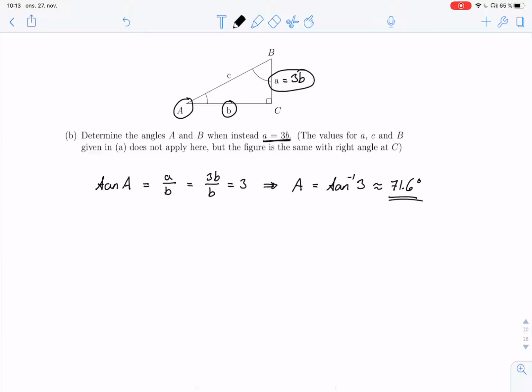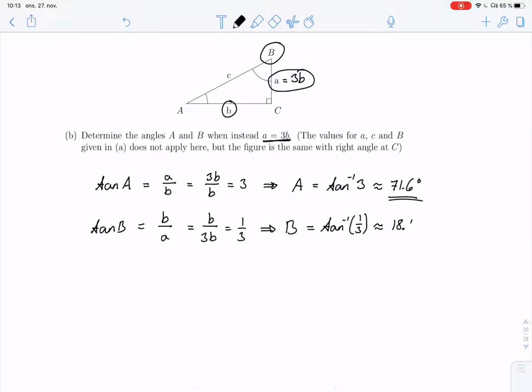You also want to know the angle B. And again, we need to use tangent. And that would be the opposite side, which is now B, divided by the adjacent side. So we have B over 3B, which is 1/3. And if you take the inverse of that, you would get approximately 18.4 degrees.